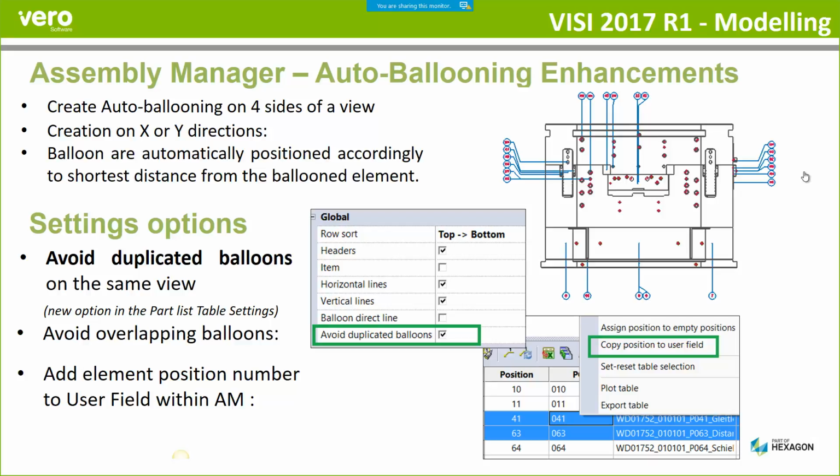So within the settings options, you can tick on options to be able to avoid duplicate balloons, just to minimize the amount of balloons that are being added on a view, and also avoid overlapping balloons as well. So the last option is just to add element position numbers using the user field option within the assembly manager. These will hopefully make more sense when you look at the movie.